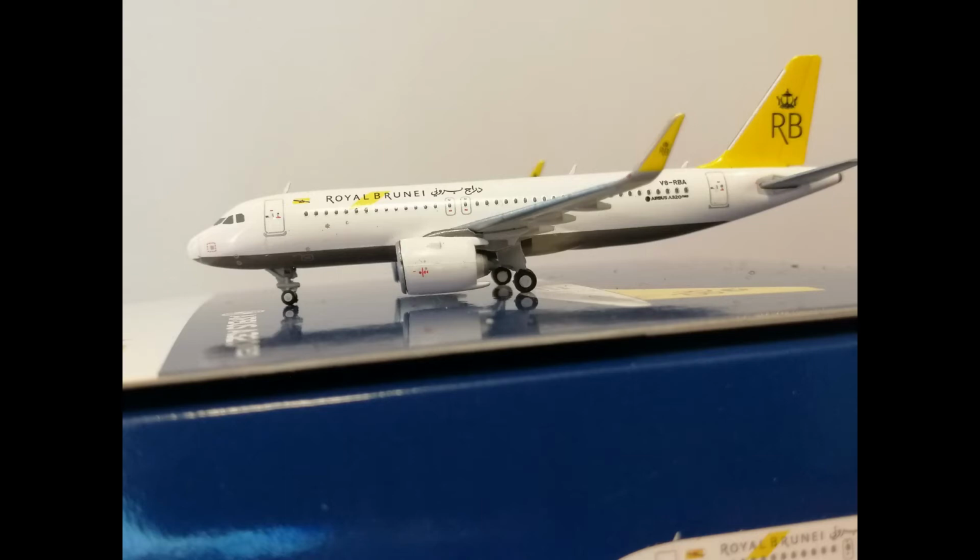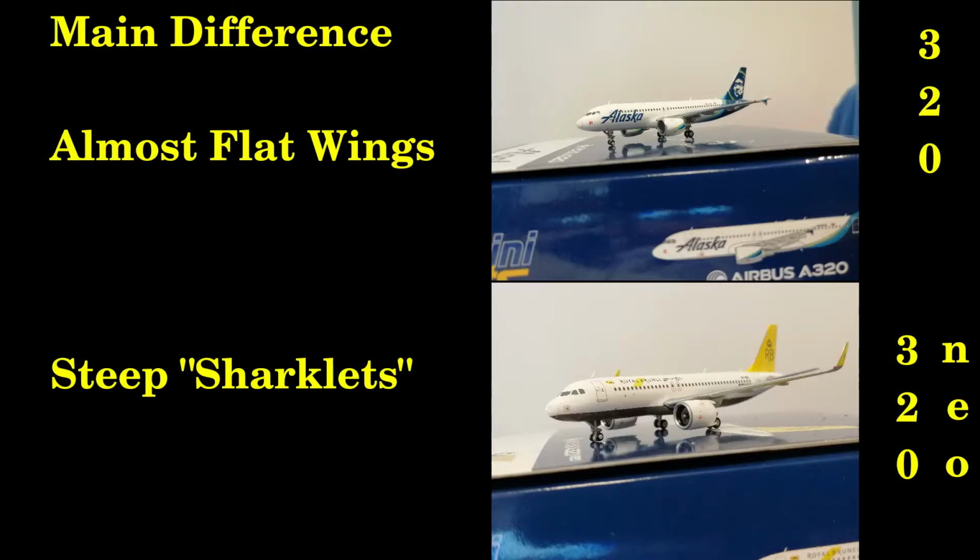Here, the main difference is, I guess you could have seen it already, in the wings. As you remember on the Boeing ones, there were also similar differences. Almost flat wings on the Alaska Airlines and steep sharklets, as they're called in Airbus, not winglets such as in Boeing, with the A320neo. Next comparison is going to be the A320 and A321.